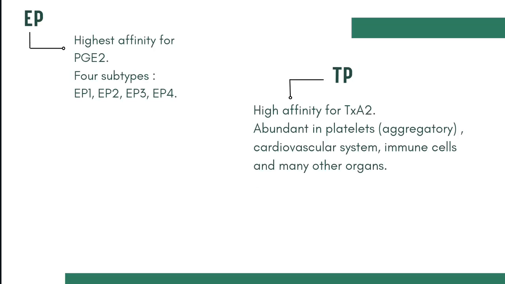Next are EP and TP. EP has 4 subtypes, that is EP1, EP2, EP3 and EP4. And the TP subtype is seen abundantly in platelets, cardiovascular system, immune cells and many other organs.